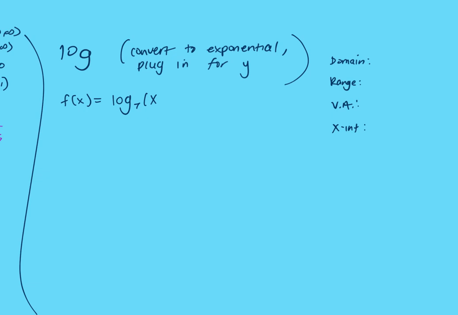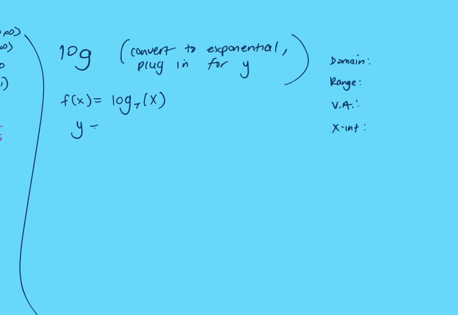Actually, let's just start with x. So my parent function of log could have any base on it. It could be 2, 3, 4, 5, 6, 7, 8. If it's not there, remember it's 10. The first thing I want to do is make sure that log is by itself. So as it is, it's by itself.